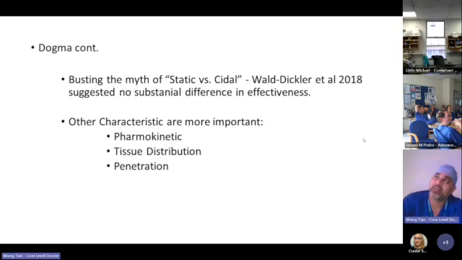And this was addressed in an article busting the myths of static versus cidal, published in 2018. I could send this PowerPoint out later. Other characteristics that are important, which the paper talks about, are pharmacokinetics, tissue distribution and penetration. It was saying there is no difference between bactericidal and static antibiotics, and the things that are more important are the pharmacokinetics and the tissue distribution and penetration.